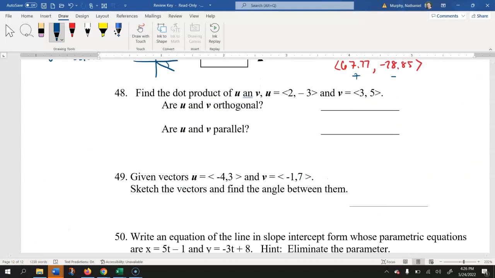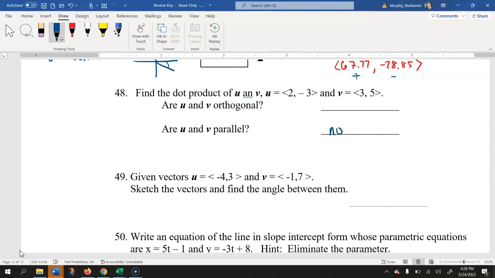All right, let's look at number 48. It asks us to find the dot product of u and v, and they give us those two vectors. And then they ask, are they orthogonal or are they parallel? Let's start out with just answering that last question, are they parallel? In order for them to be parallel, there has to be a scale factor, meaning is there a number that we'd multiply 2 by to get 3, and the same number multiplied by negative 3 to get 5, and there is none, so these are not parallel.